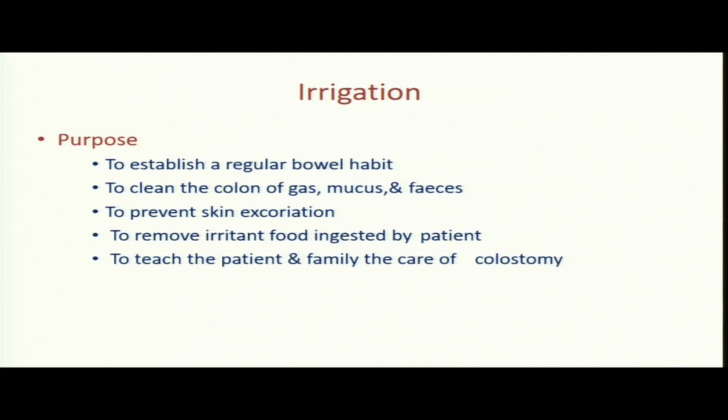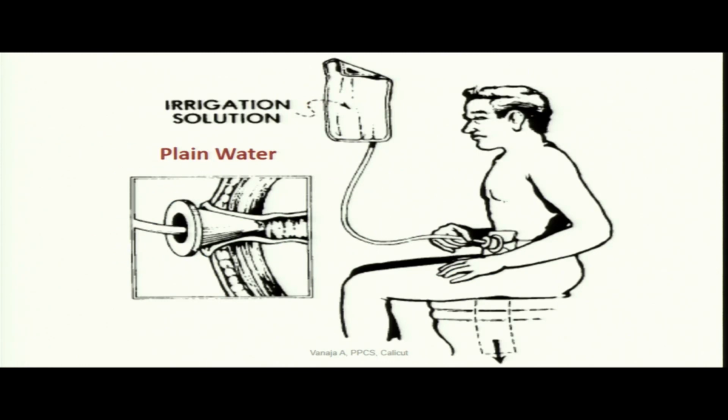To establish a regular bowel habit, to clean the colon of gas, mucus and feces, to prevent skin excoriation, to remove irritant food ingested by the patient, to teach the patient and family the care of the colostomy bag. So, irrigation solution is where you clean that particular area and keep that area free from microorganisms. So, how do we do the irrigation?